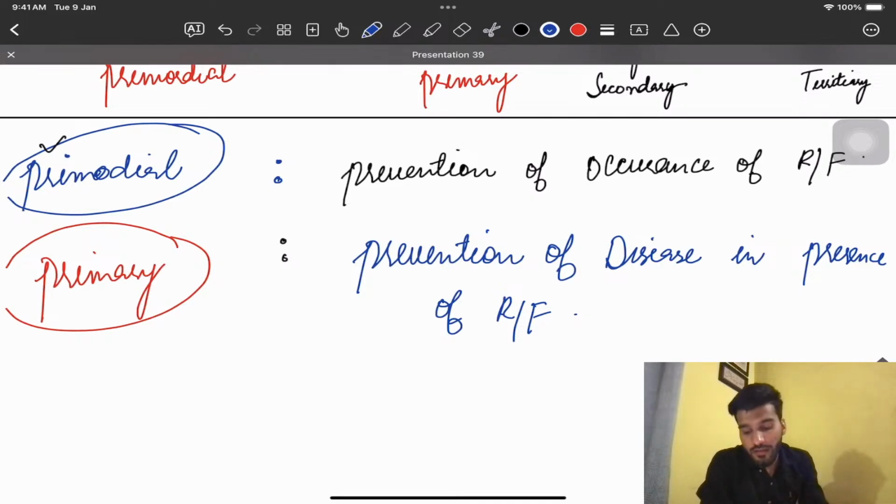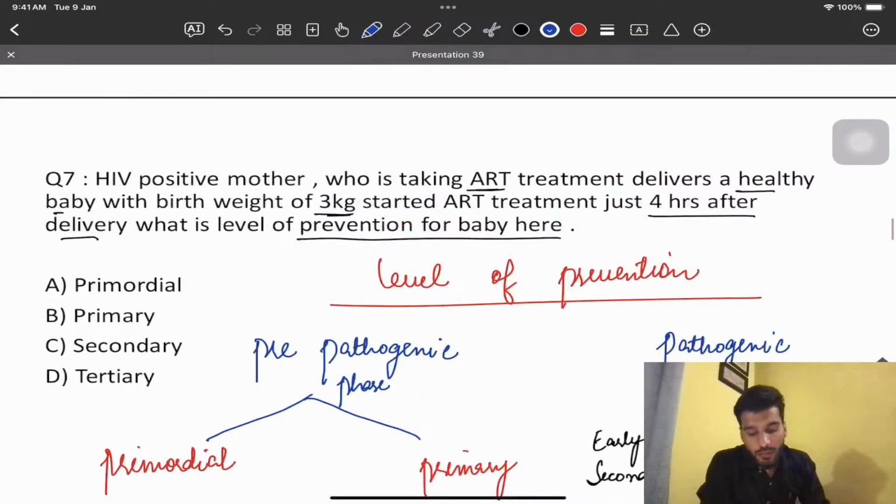So what was the risk factor, guys? The risk factor was the AIDS positive patient, but you are preventing the disease from occurring. You are preventing Pneumocystis pneumonia from occurring. That is the primary prevention. Is that clear, guys? So for example, here also the mother is HIV positive.